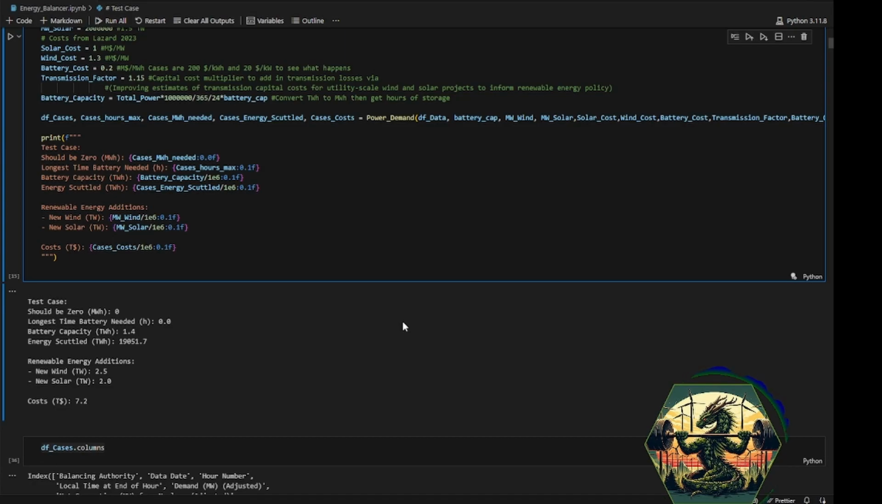So you can see in this case, the should-be-0 megawatt hours is 0, which is good. That means we have enough energy in the system that we're never going to run out of power in the 2021 to 2023 timeframe. And then the battery capacity was 1.4 terawatt hours. The energy scuttled was pretty high, and the total cost of that was $7.2 trillion.